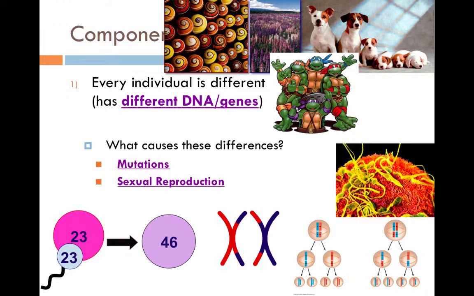Different zygotes are formed as a result of different eggs and different sperm. We have crossing over, we have the law of independent assortment, and we have random fertilization. A random egg and a random sperm come together to form a random zygote.